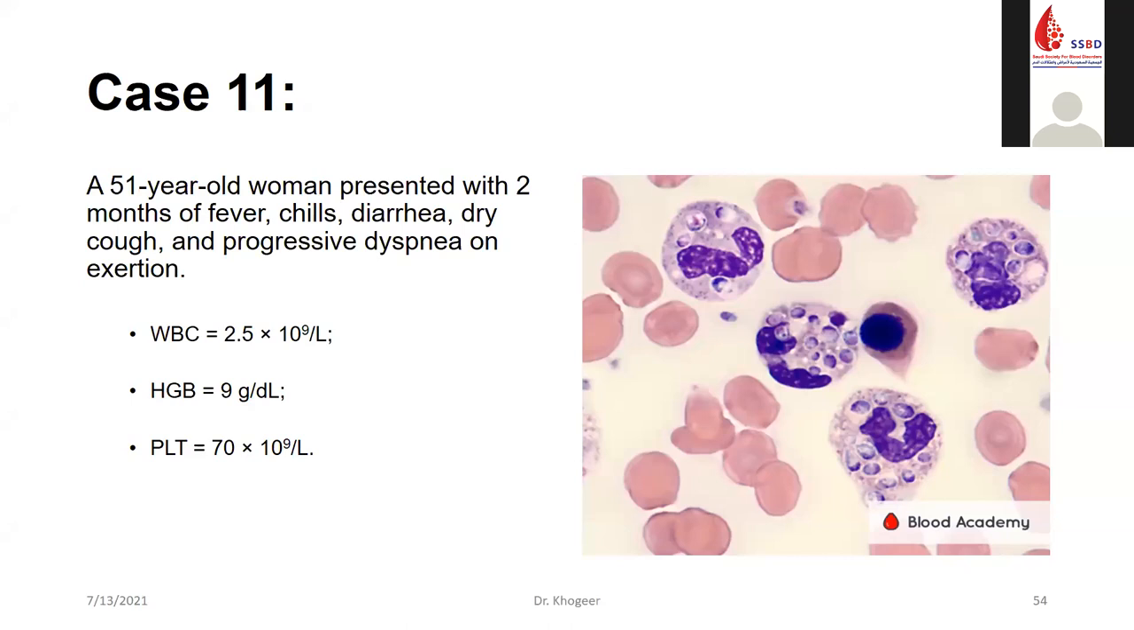Smudge cells could be of any type of cells, mainly lymphocytes, but yes, it can be any type of cells. Sometimes you will find some ruptured neutrophils and eosinophils and basophils with the same process.